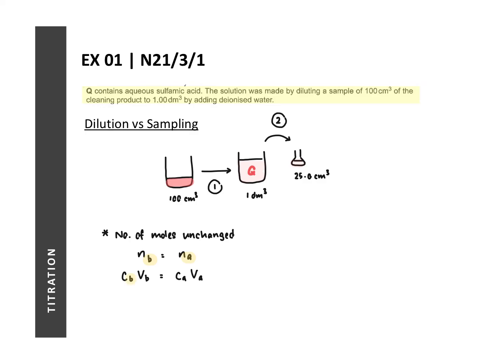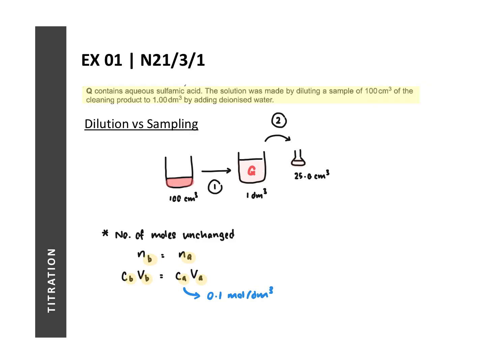So the concentration times volume before dilution is equal to the concentration times volume after the dilution. Now how do we make use of this equation? Imagine that we have found out that the concentration after dilution is actually 0.1 moles per dm cube. So how do we find the concentration before dilution?